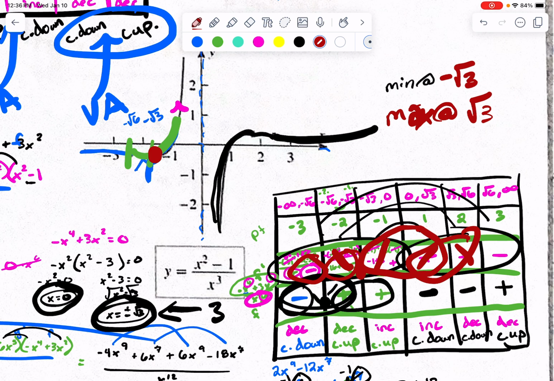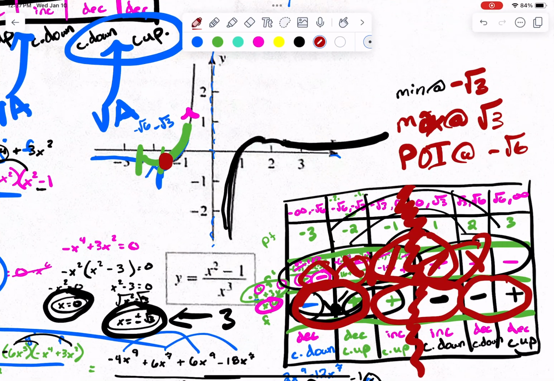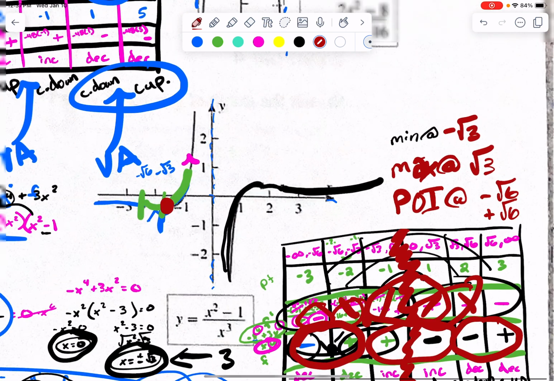Okay, then the only other thing that I have to look at is where he switches concave up, concave down. So this guy, since he's changing from minus to plus, he has a POI at -square root of 6. Then he switches concavity here, but this is a vertical asymptote right here. So he's not a POI there. Here he switches concavity again at +square root of 6.